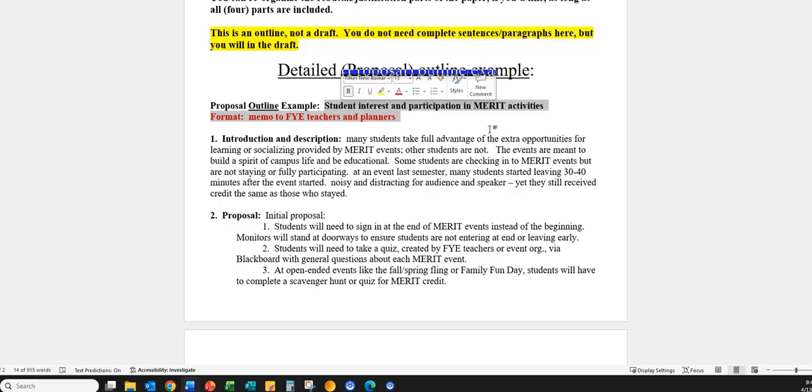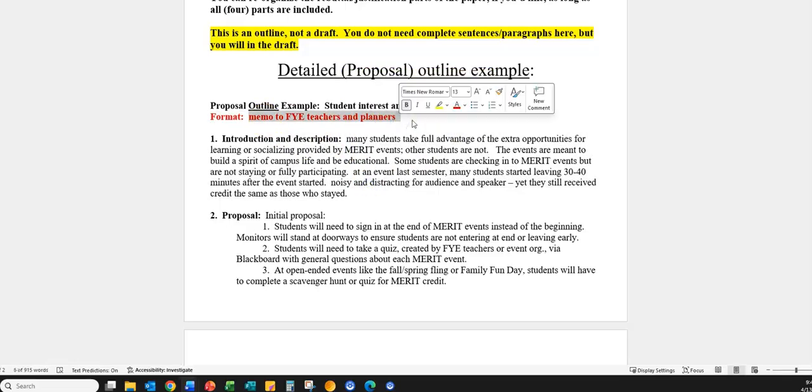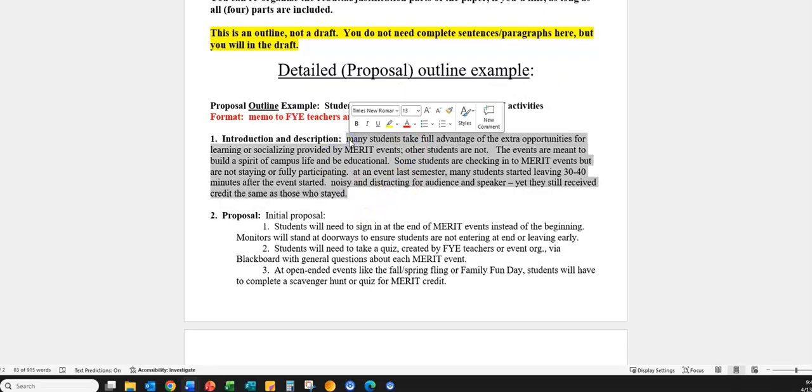So if you're not familiar, the FYE is the first year experience class. You may or may not have had this class, and it has a requirement of a certain number of merit approved activities every semester. And these can be things like plays, lectures, events on campus. The common reading events count for this, and so forth. So the problem is, and that's what you want to describe here, and we're addressing this to FYE teachers and planners, so they already know some of this, but we still want to sort of lay the problem out.